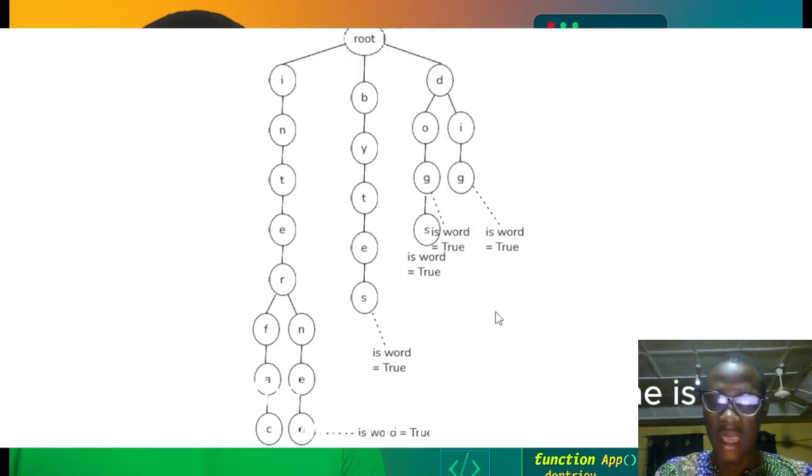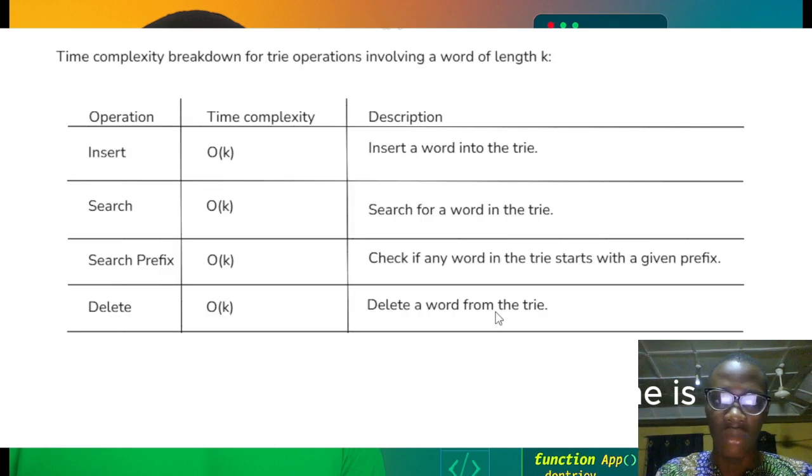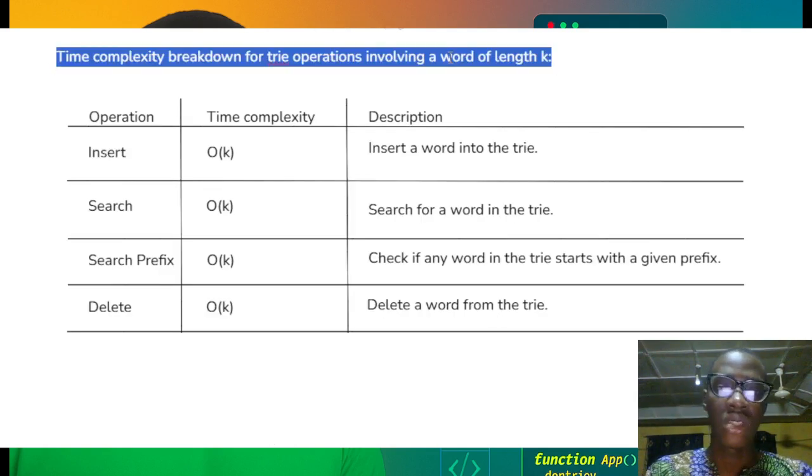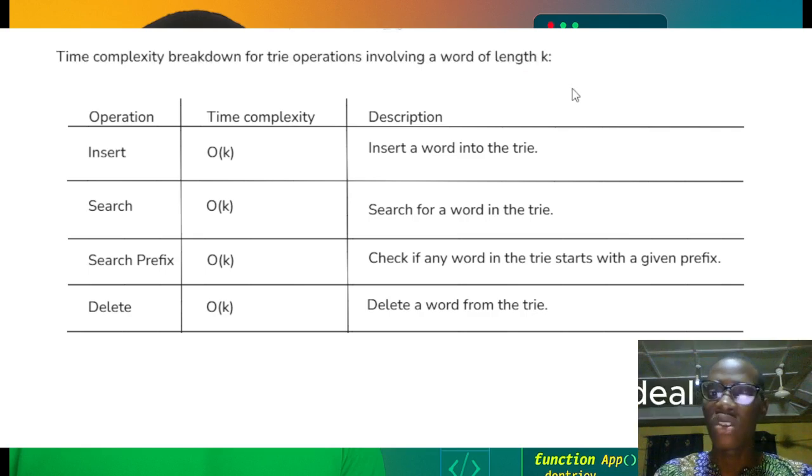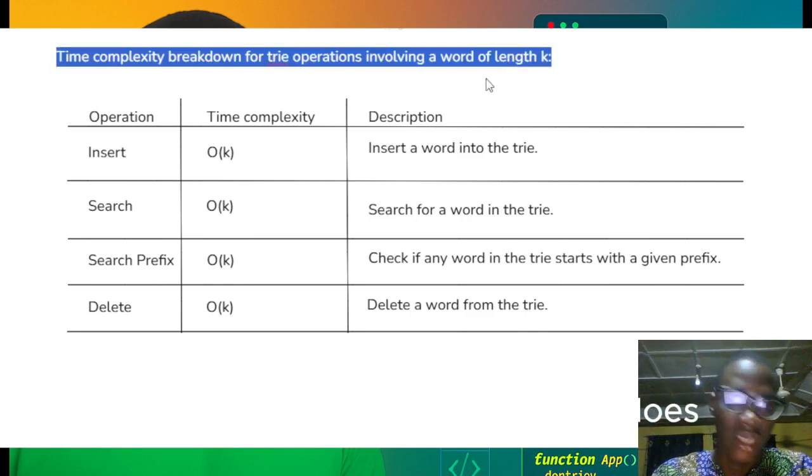So that's the essence of adding the is word attribute. So let's look into the time complexity breakdown for trie operations involving a word of length k. Why? Because a trie deals with strings: populating a string, adding this length of string, adding another one. So that's what tries actually do. So let's consider a word of length k.